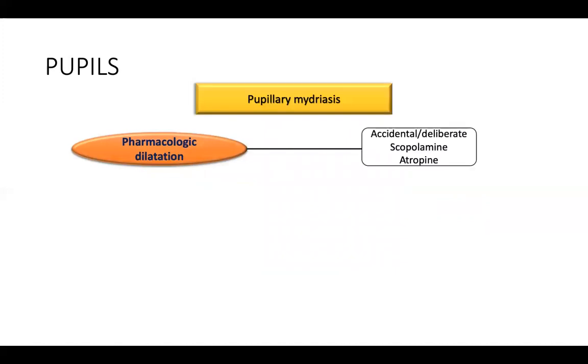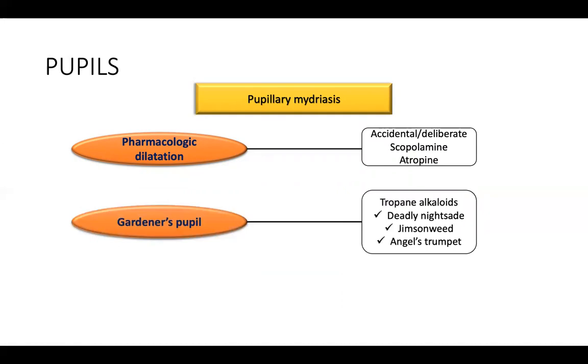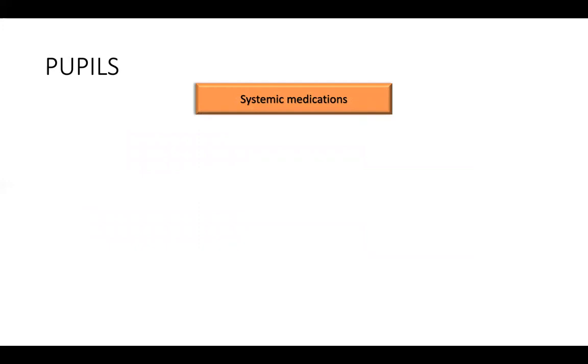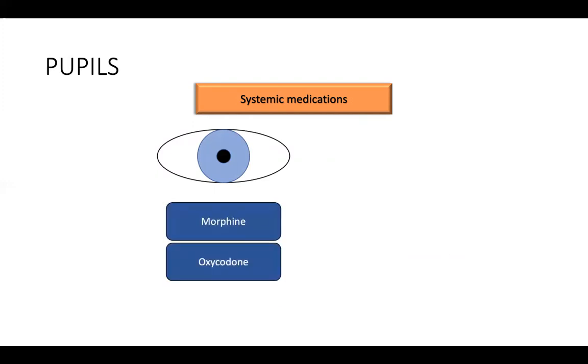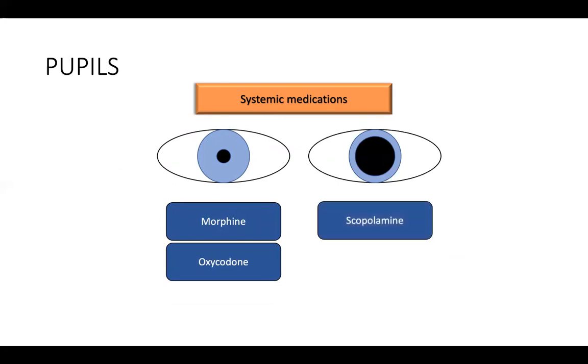Dilatation of the pupils or mydriasis may be pharmacologic by deliberate or accidental instillation of anticholinergics such as atropine or scopolamine. Gardner's pupil refers to mydriasis induced by exposure to tropane alkaloids contained in plants such as deadly nightshade, Jimson weed, or angel's trumpet. Both pupils are affected equally by systemic medications. They are small with narcotic use such as morphine and oxycodone, and large with anticholinergics such as scopolamine.